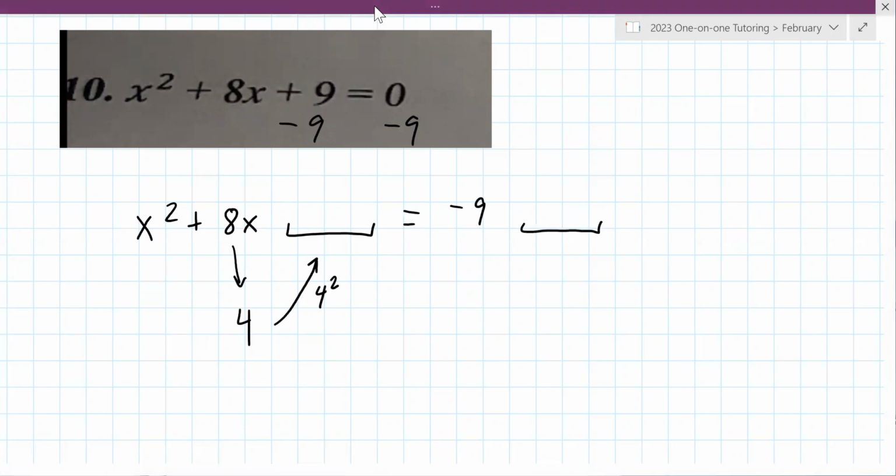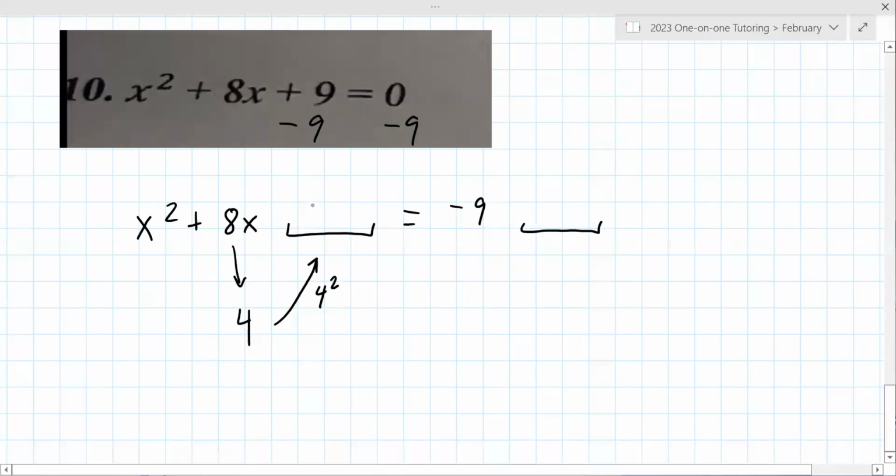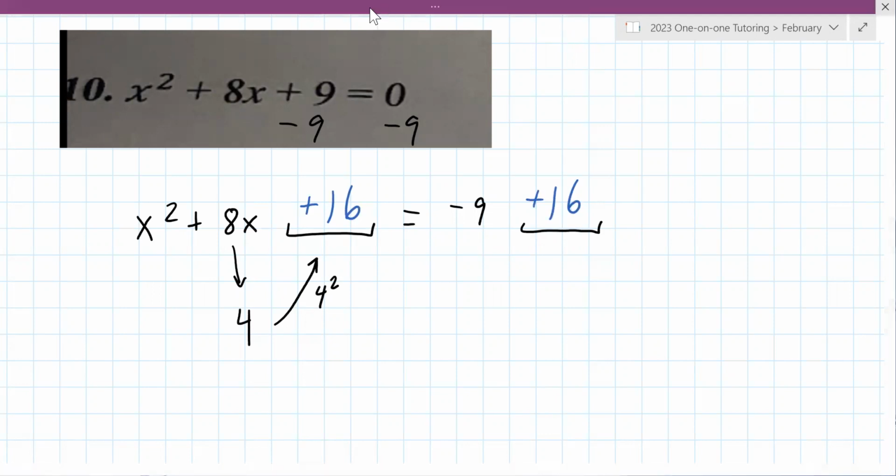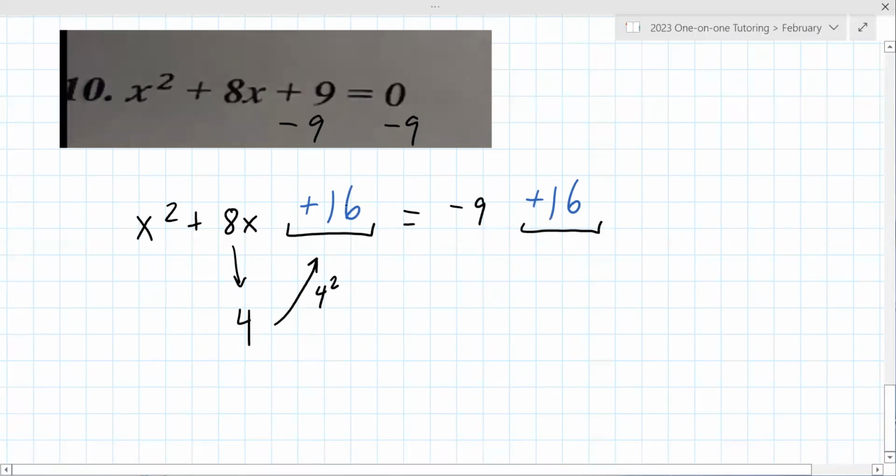What is 4 squared? Try it. 16. So you're going to add 16, add 16. It's got to be the same on both sides. Yes, it's like you and your brother get the same ice cream cone. Both get an ice cream cone. Okay, now again, on the left, this is always a perfect square trinomial.